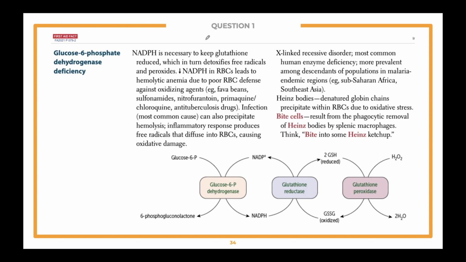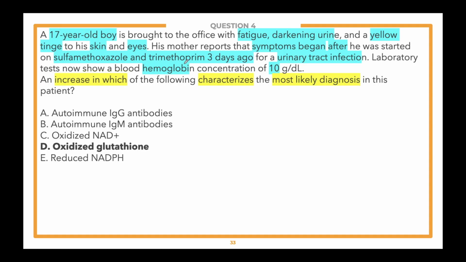We take a look at the other answer choices, what could be going on there. With our other answer choices, answer choice E was reduced NADPH. This actually generally isn't really associated with a disease. It's needed for a lot of metabolic reactions, so actually not a bad thing. Too much oxidized NAD+ is also not usually associated with a specific disease.